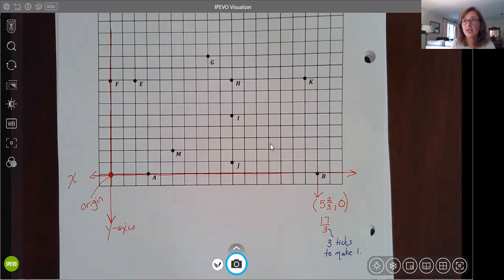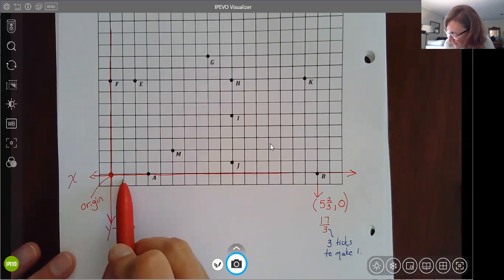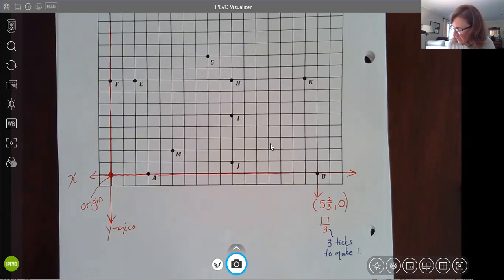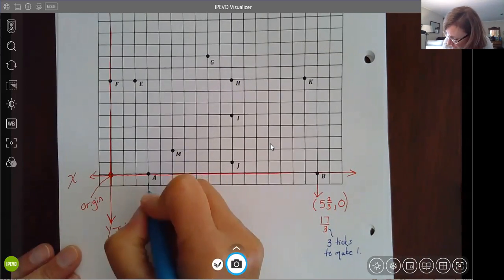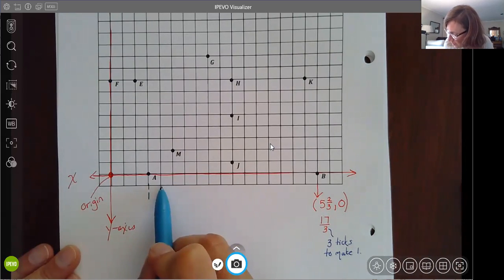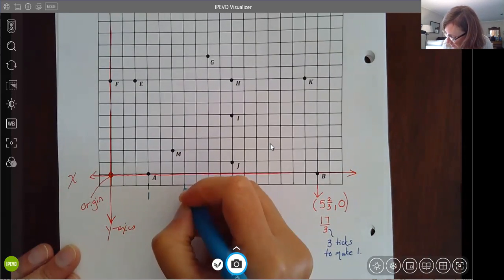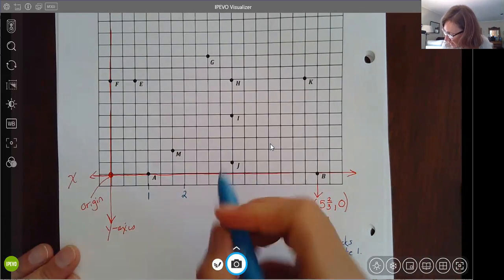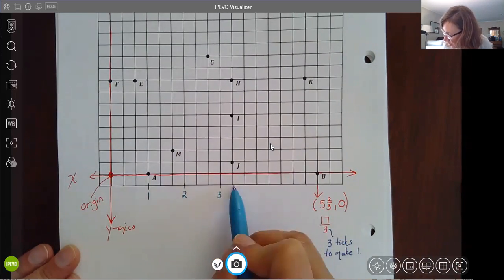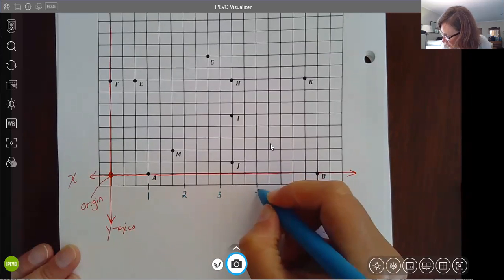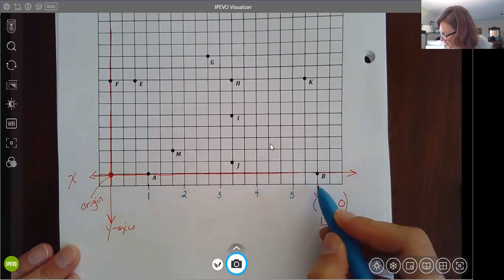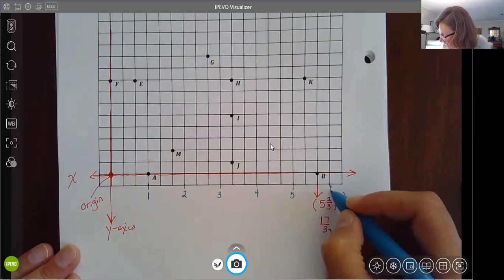Remember, the denominator tells you the number of tick marks to make a 1. So 1 tick, 2 ticks, 3 ticks. So this right here is 1. 1, 2, 3. This is 2. Every 3 tick marks, 1, 2, 3, that'll be 3. 1, 2, 3. This is 4. 1, 2, 3. This is 5. 1, 2, 3. This point would be 6.